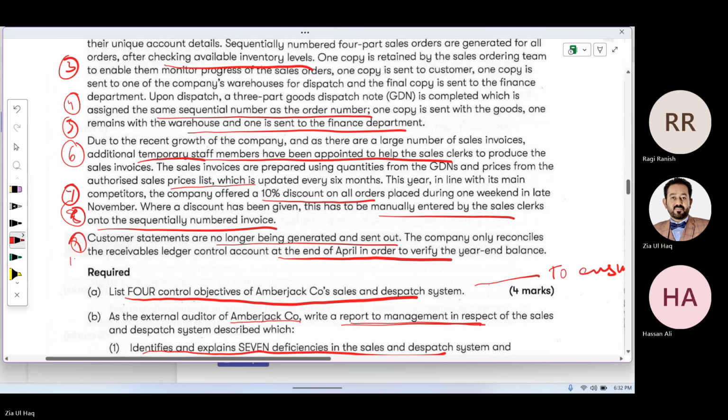Can you explain number 8 again, please? Number 8. Yeah. What was number 8? This time, who is entering the discount? Who is allowing discount to the customer? Clerk.